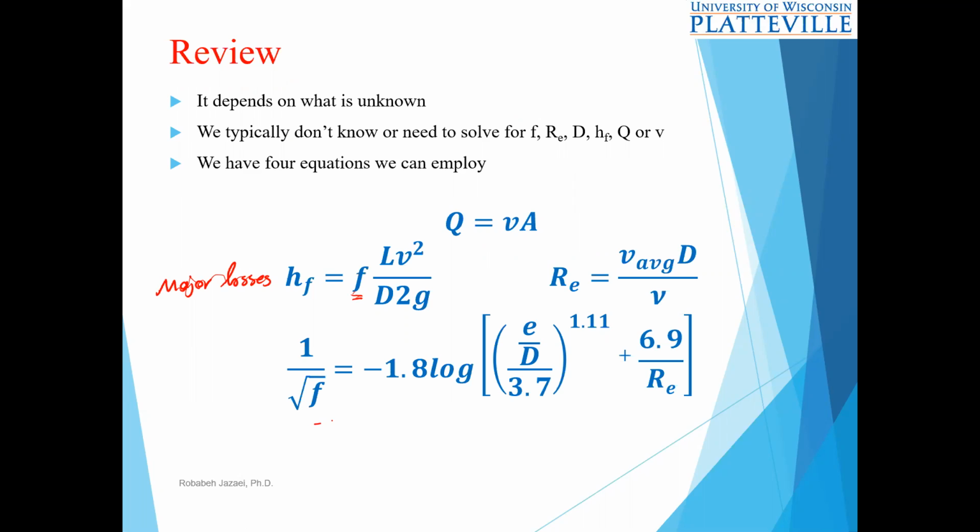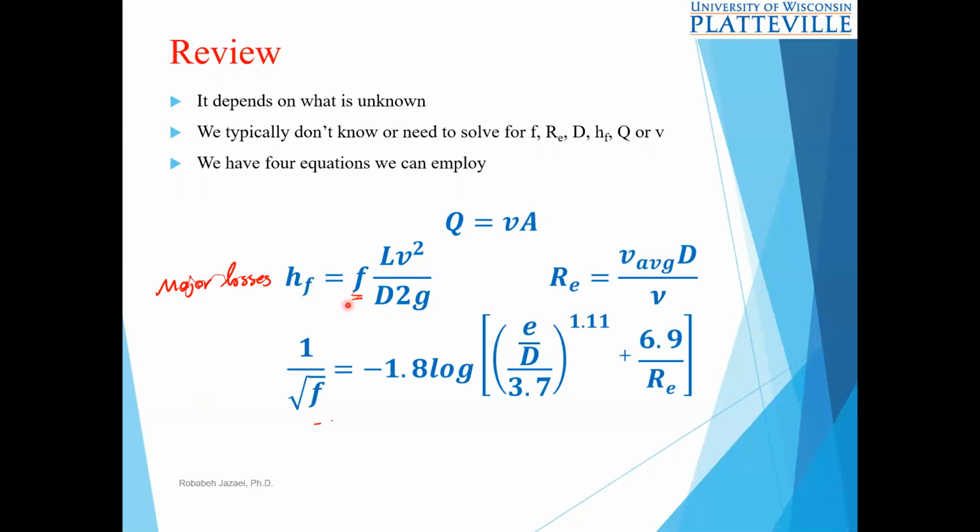Some of them are called major losses, which can be found from the Darcy equation. f is the friction factor, L is length, V is velocity, D is diameter, and g is gravity. If we have everything, we can find the amount of head loss in the system from point 1 to point 2. To find the friction factor, usually we use the Haaland equation or Moody's diagram.